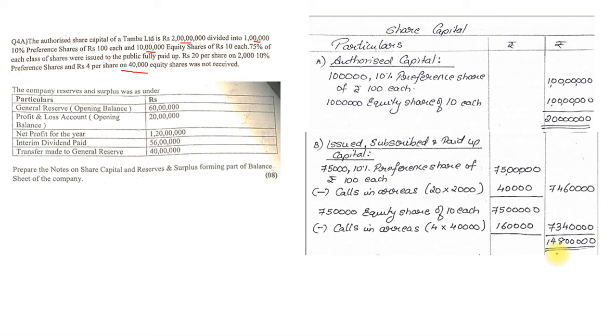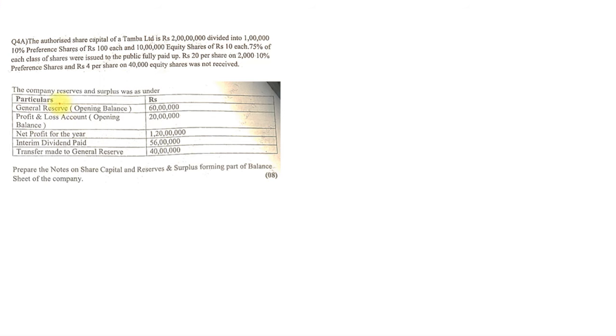Very simple. Now, similarly, we'll have to prepare the next note, reserve and surplus. Under reserve and surplus, remember, they are giving you general reserve and P&L opening balance. So we have two amounts, and then we see where and how the other values will get incorporated. For reserve and surplus, they are giving you opening general reserve of 60 lakhs, and P&L opening balance of 20 lakhs. Net profit of 1 crore 20 lakh gets added to your P&L. Interim dividend will get subtracted from P&L, and the transfer made to GR will also get subtracted from P&L.